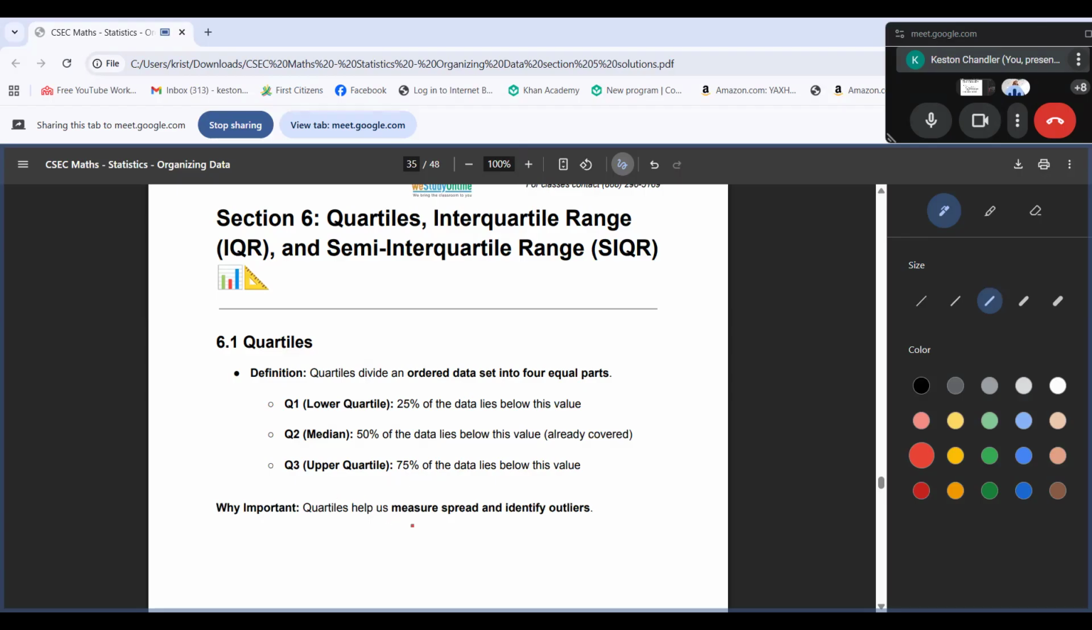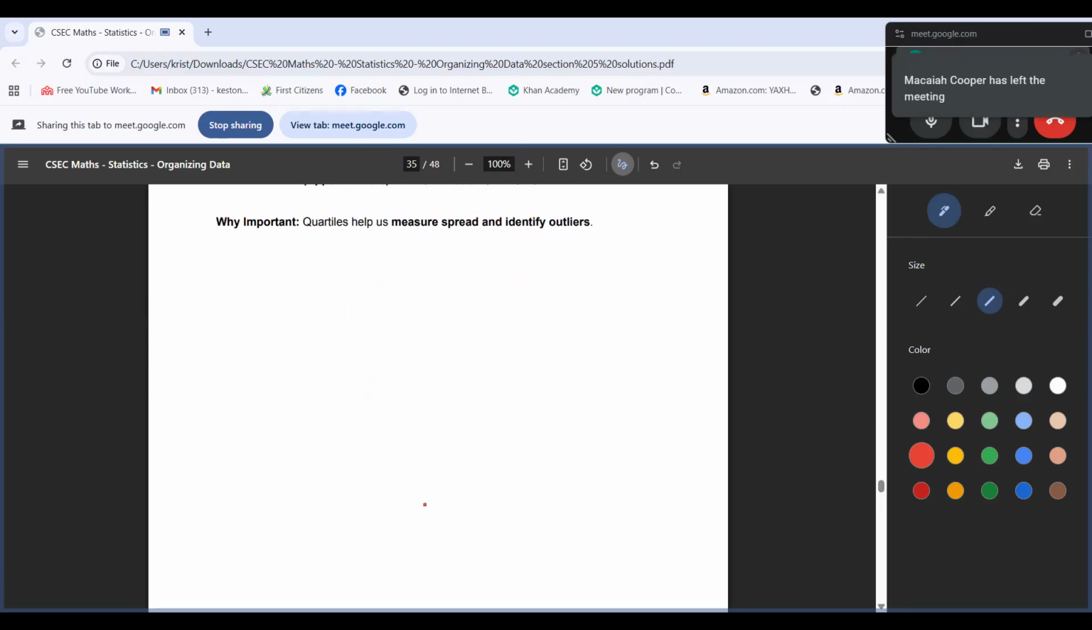Now, why is this important? You see, quartiles help us to measure the spread. How is the data that we have collected spread? How does it look in terms of where our mean is, where the median of the data is? How is it surrounded around all of these things? It also identifies outer layers, meaning the highest value and the lowest value, and how the data is arranged in between these two values, right?